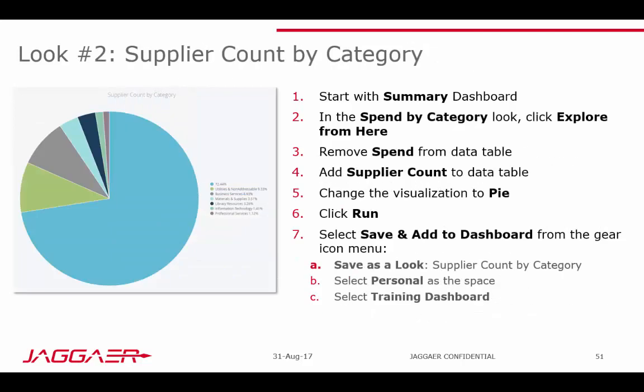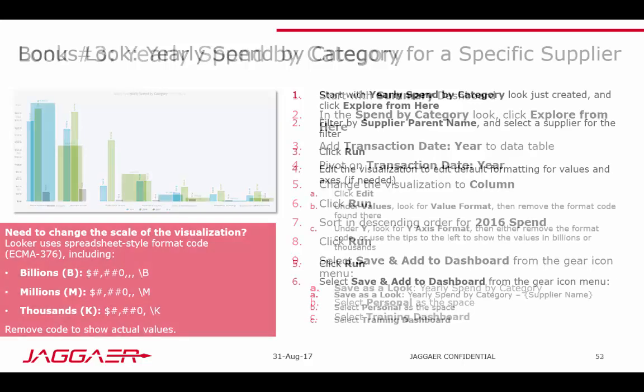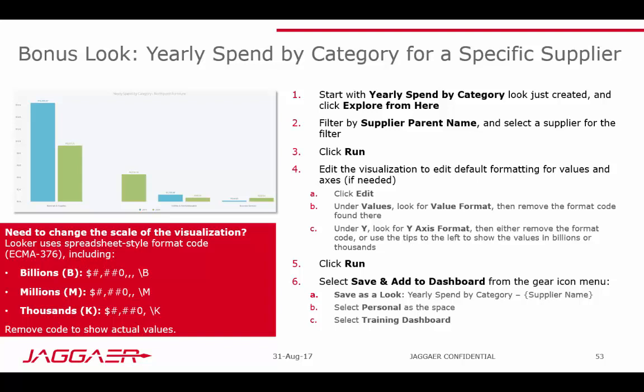Supplier count by category is a look that you can create to use the remove functionality, adding, changing the visualization. Yearly spend by category, we'll get into using a pivot as well as sorting. And then with the bonus look, you'll use the third look that you created and use that as a jumping off point to change a few details and create an additional look. This will also have you changing the configurations for the visualization. So there's some tips on the side for the different format codes that you can use. Depending on the supplier that you're looking at, you might want to show this in billions, millions, or thousands. So there are the codes that you can use to change that in your visualization.